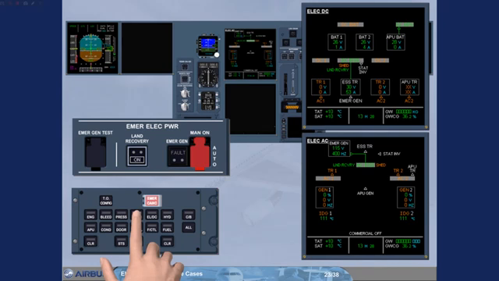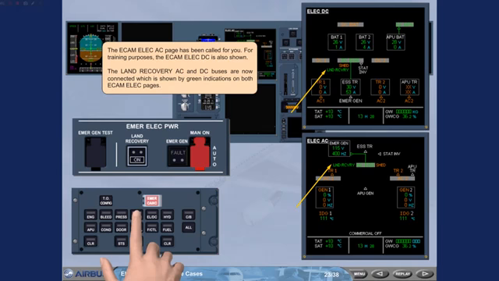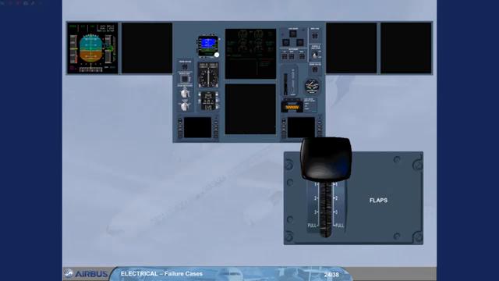The ECAM electrical AC page has been called for you. For training purposes, the ECAM electrical DC is also shown. The land recovery AC and DC buses are now connected, which is shown by green indications on both ECAM electrical pages. As the system is powered by the RAT, at slats extension, the emergency generator will be inhibited and the supply will be automatically transferred to the batteries.